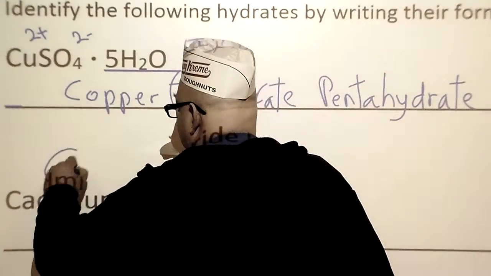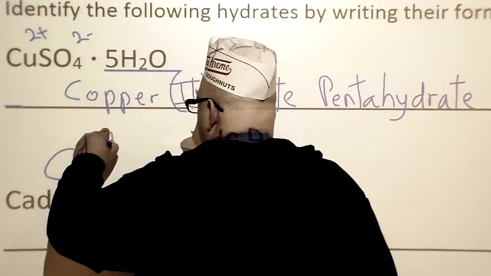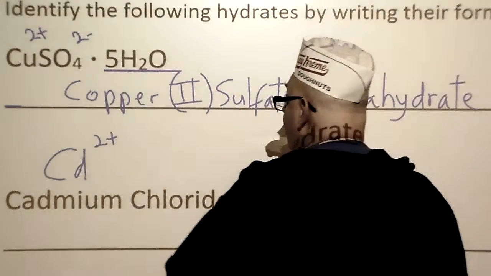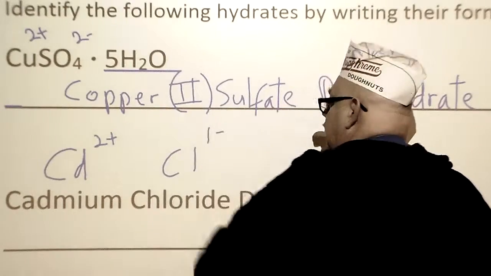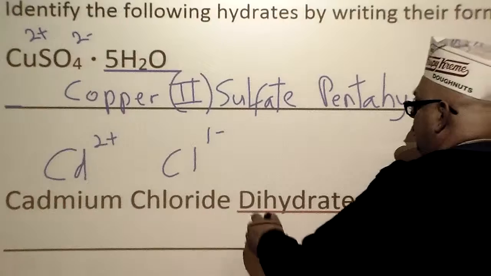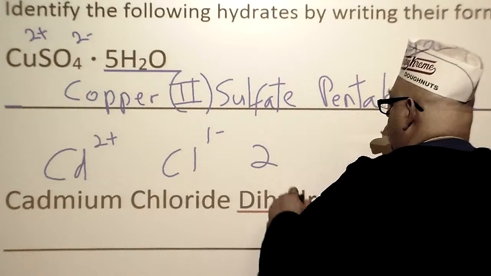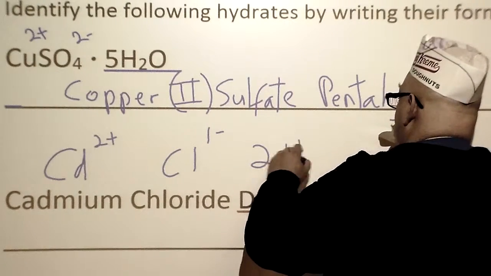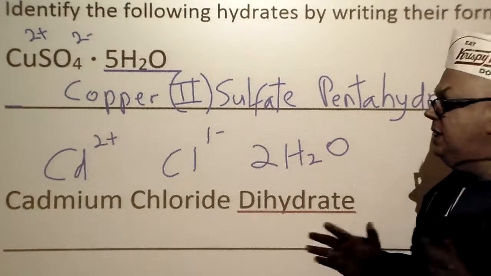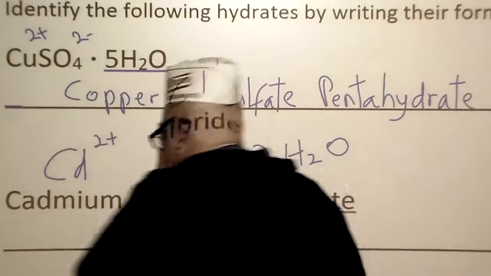Cadmium is Cd with a +2 charge to it. It's a heavy metal. Chloride is Cl with a -1 charge to it. Okay, dihydrate, di meaning 2, hydrate meaning H2O. So I think we can reasonably figure out our formula here.